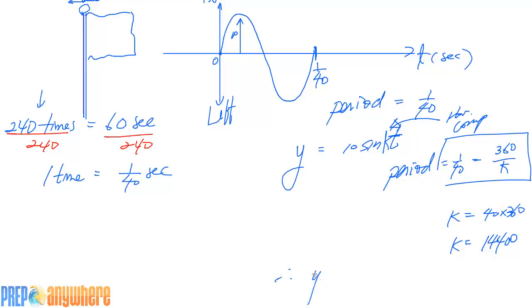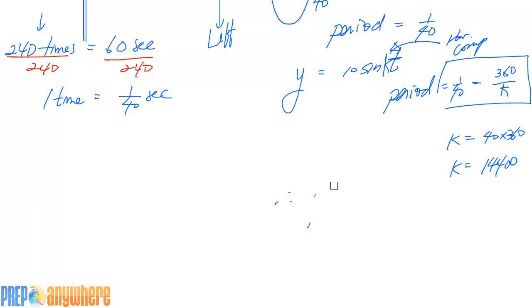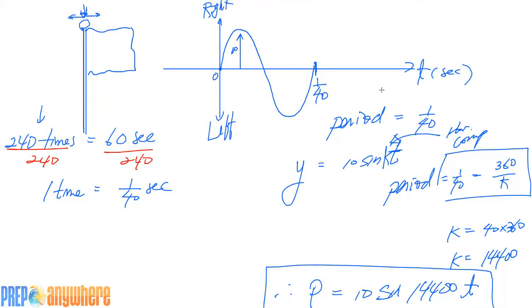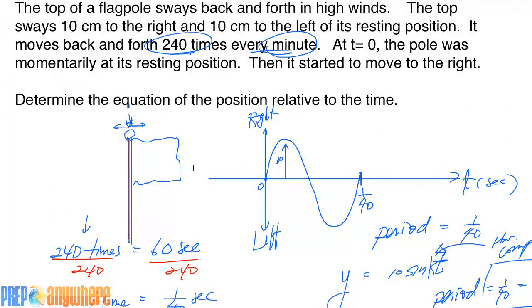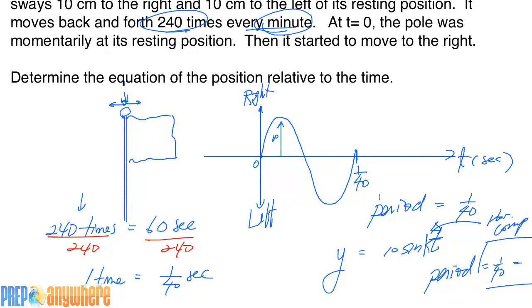So therefore, our equation, where y is the position, it might be better to just say p for position. So the position of the pole is 10 sine of 14400t. Okay, that models the shaking of the pole motion. The important part is, do you understand every step of the way how I translated what's happening into a sine function? Is there anything here that didn't make sense?